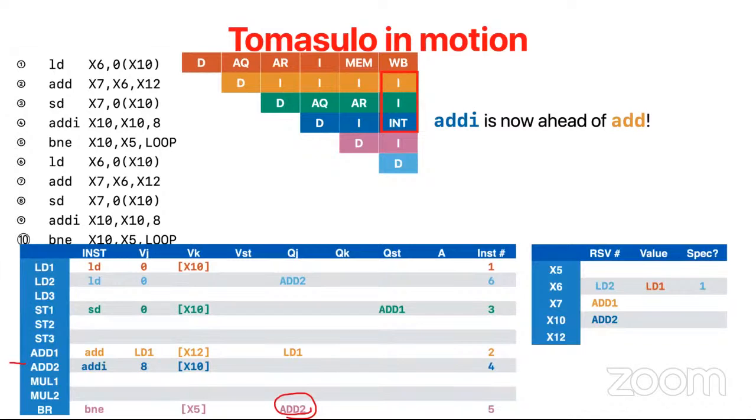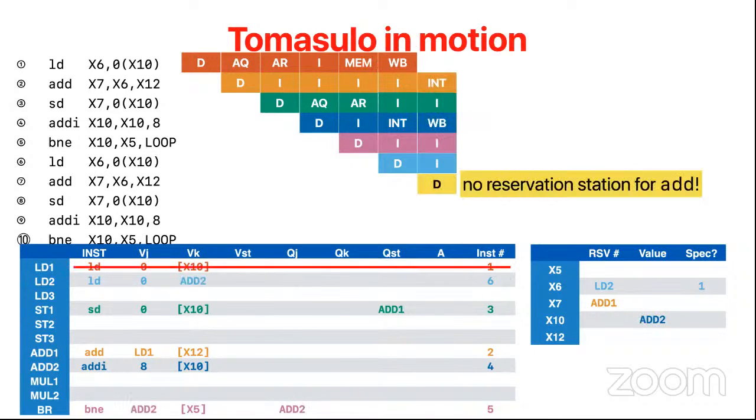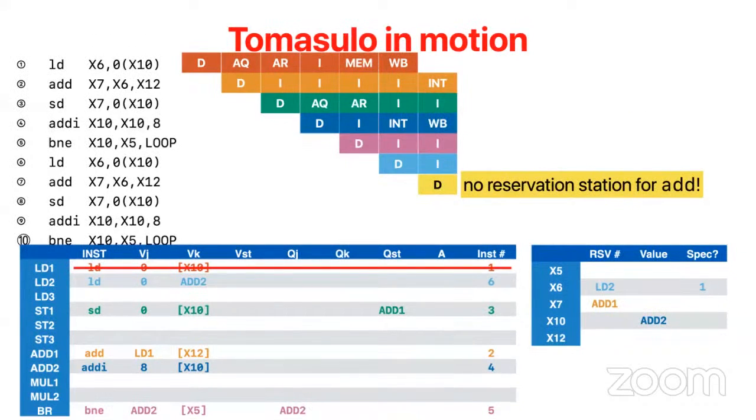So here we see the add immediate is now ahead of add. And in the meantime, the load instruction finally writes back its results. So you can imagine for the next cycle, the add instruction can finally be executed. And at this moment, we want to execute the add instruction.